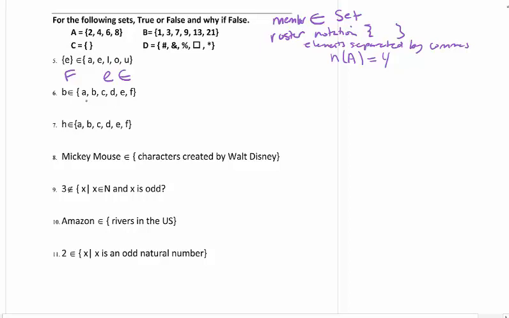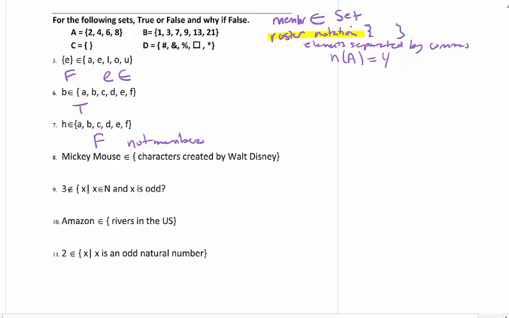Number 6, B is an element. This one is true, because B is separated by commas, and it is a member of the set, which is what I wrote up here for my roster notation. That's a piece that people tend to mess up on. Number 7 should be false, and that one should have been an easy one for y'all to get. It's not a member. But the first 2 are the ones y'all need to be careful on. This one on the top.